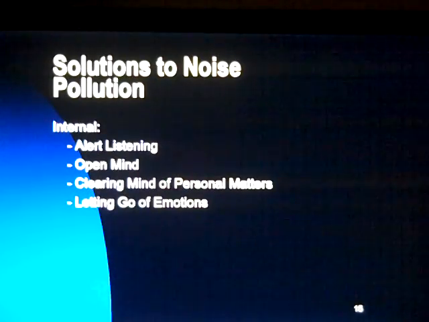Solutions to noise pollution. Some solutions to internal noise pollution are alert listening, keeping an open mind, clearing one's mind of all personal matters so that you are focusing on the talker, and letting go of emotions. There are times when somebody can say something that might upset you or anger you, and then you no longer are effectively listening. By letting go of your emotions, you can effectively listen to the person who is talking. Next slide.